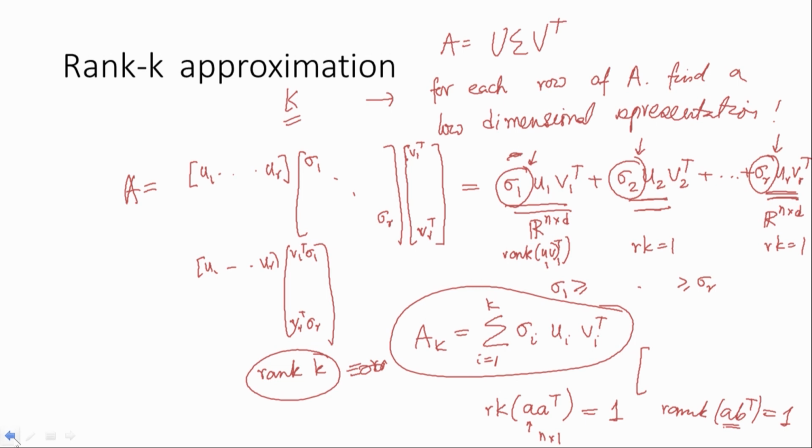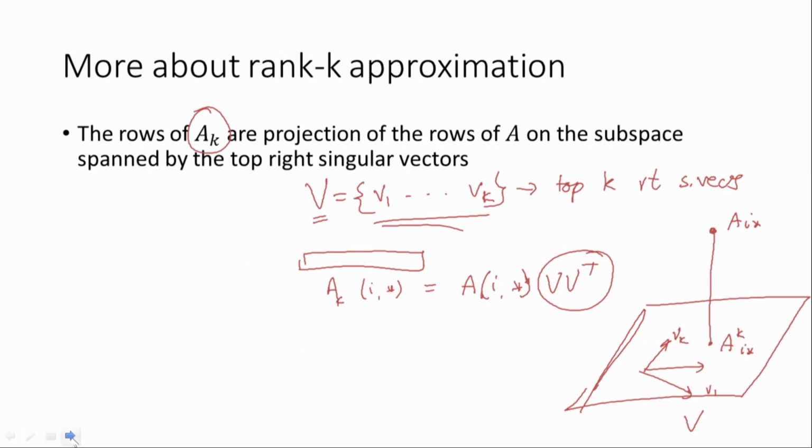So basically we arrived at A_k according to a slightly different definition, by taking this prefix of rank 1 matrices. However, it takes a little bit of algebra, not much, you'll be able to do it yourself, to show that if you take every row of A and project it onto the subspace spanned by V, which is obtained by the matrix VV transpose, VV transpose is nothing but a projection matrix. Multiplying any vector by VV transpose is really projecting that vector onto the subspace spanned by the columns of V, and that gives you the corresponding row of A_k. Okay, so that's one interpretation of A_k.